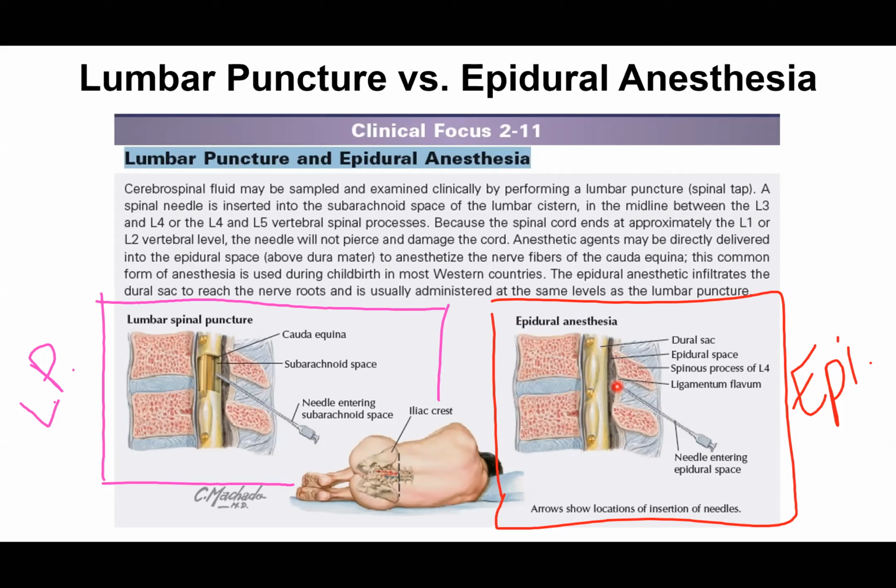So an epidural is actually, the needle is only going to enter that epidural space and is going to inject anesthetic into that epidural space. And the whole reason for doing an epidural is that by injecting anesthetic into this particular space, you're able to numb the nerve endings and the nerves that are coming out of the spinal cord at this particular level.